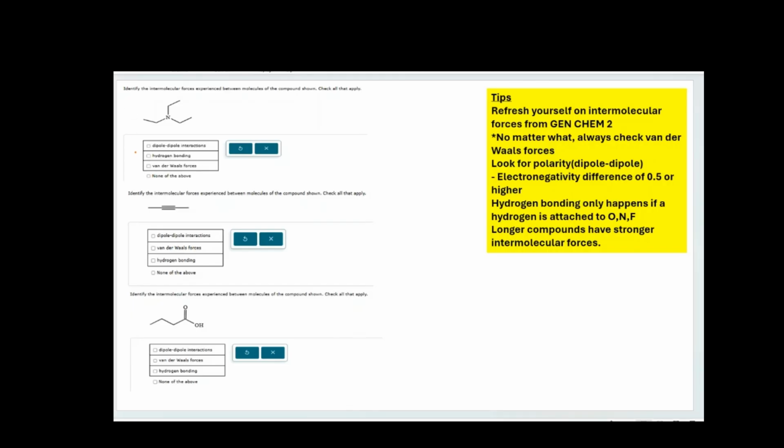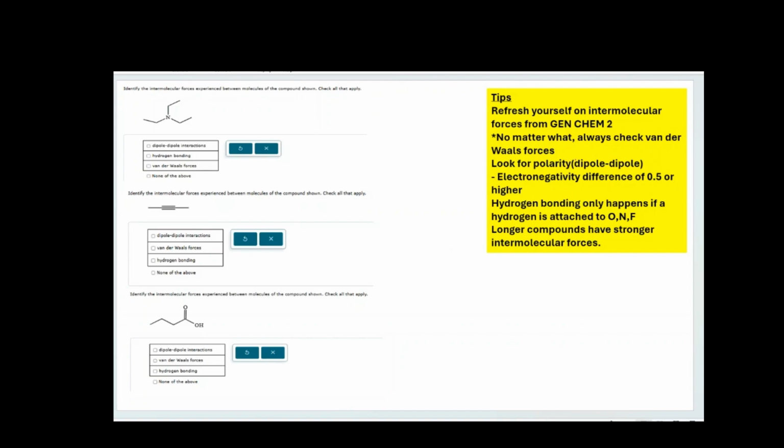Now, my trick to solve this one is fairly simple. As mentioned before, always refresh yourself on intermolecular forces from Gen Chem 2. I'm not going to go too deep in the weeds on those. And no matter what, always check van der Waals. So looking at these three, no matter where van der Waals is, you're always going to check van der Waals, because at some point, one side of the atom is going to have a negative and a positive side to it, no matter what.